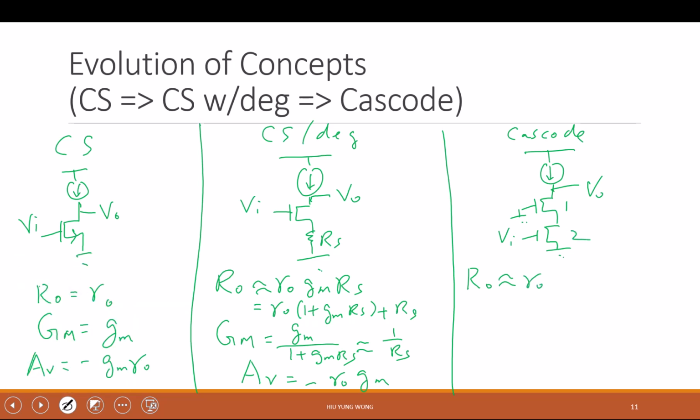It is R01 gm1 R02, based on what we learned earlier, right? Just like this one, R0, the top one, right? And then you replace RS by R02. But then we just say that the Gm equals gm2, right? So the overall gain equals negative R01 gm1 R02 gm2, which is in the order of R0 gm squared.